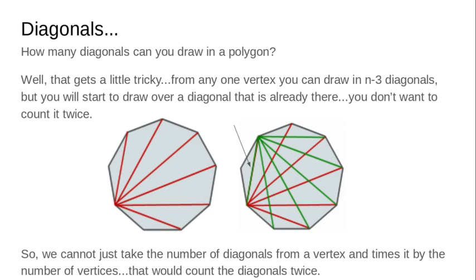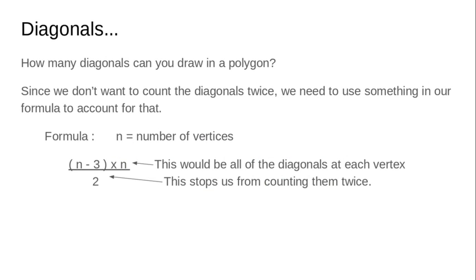So we have to figure out a way that's going to account for that in our formula. What we want to do is take the number of vertices, which we're going to call n, and do n minus 3, which is how many diagonals you can draw from each vertex. We're going to multiply that by the number of vertices. So this would tell us how many lines we would draw in. And then we're going to divide that total by 2 because we have counted everything twice.